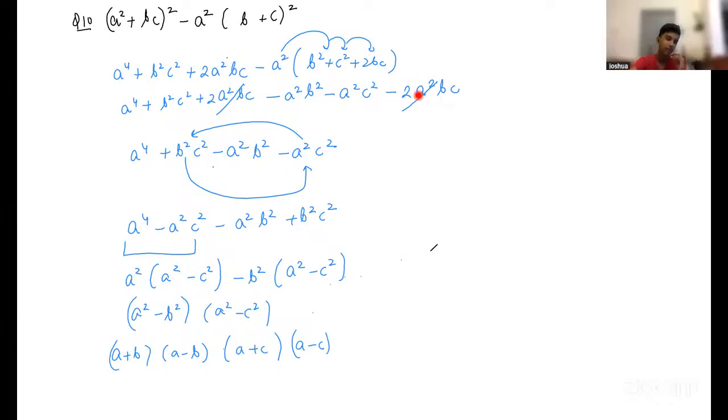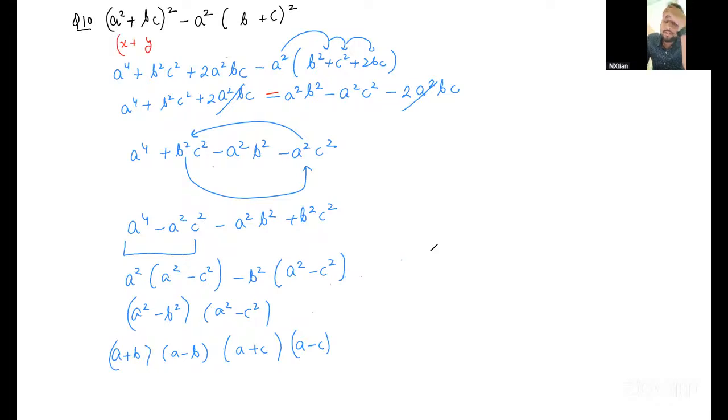Sir, can you explain it again? Which part, beta? The top part I didn't get. The opening of brackets. Which one? This one or this one? This one. Okay. So basically, what I did, it is in the form of x plus y whole square. Now, what is the identity of that? x plus y, x minus y. No, x plus y whole square, I'm saying. What is the identity of that? You have to remember the identity I told you, no?